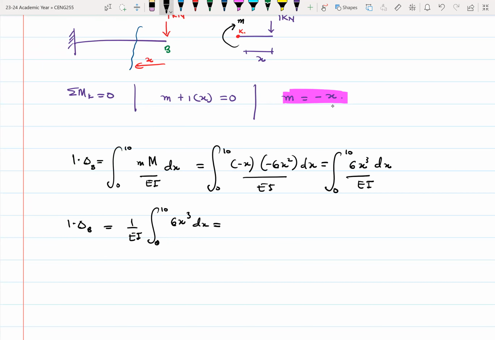If we integrate, we get 6x exponent 4 over 4, with the limits being 0 and 10. If you put in that value, it becomes 1 over EI into bracket 6 times 10 exponent 4 over 4, because the lower limit will give us 0 anyway.